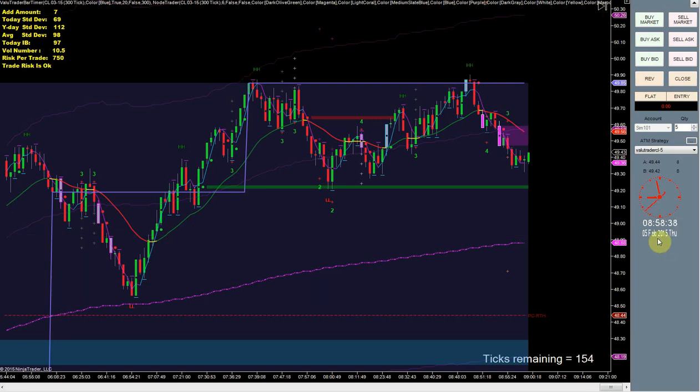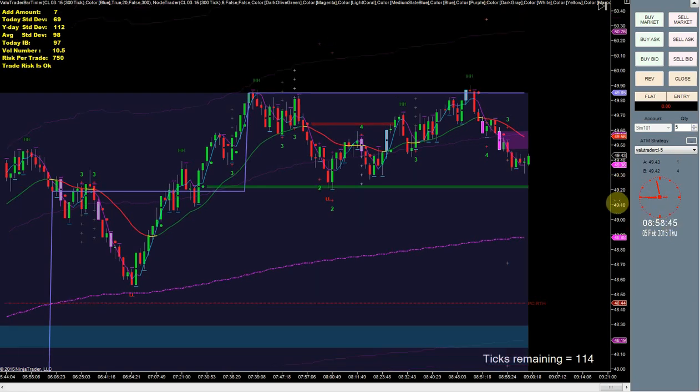Hey folks, today is February the 5th. Time is now 8:58 in the morning. We'll continue our Nodetrader trading today, and we are still going to be testing out different settings and such.